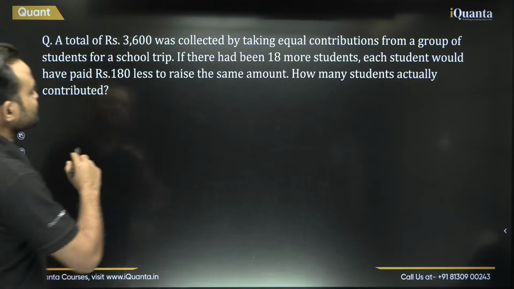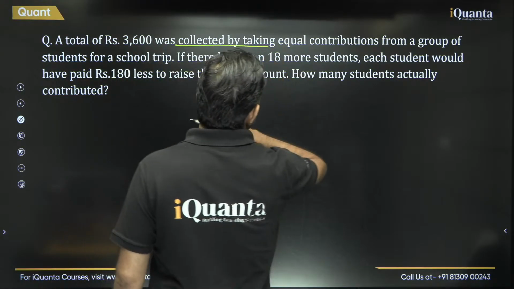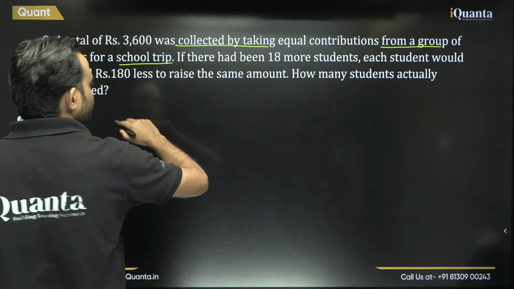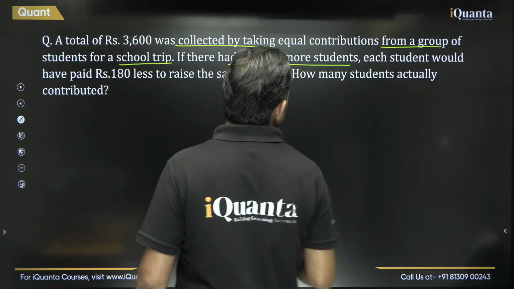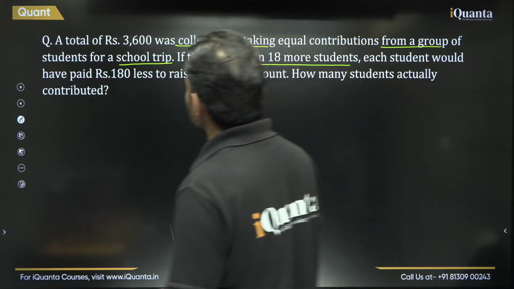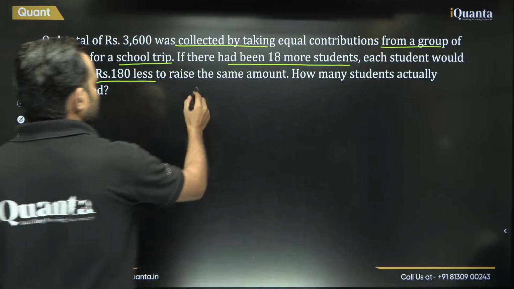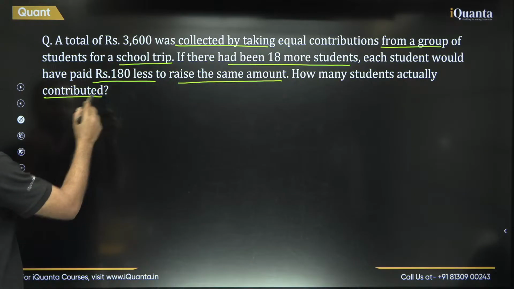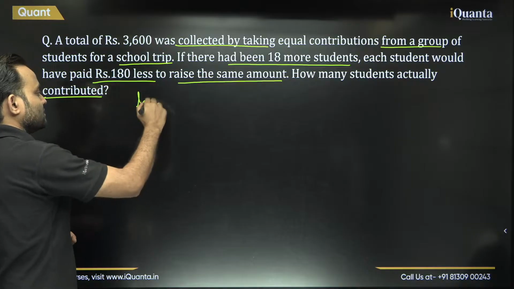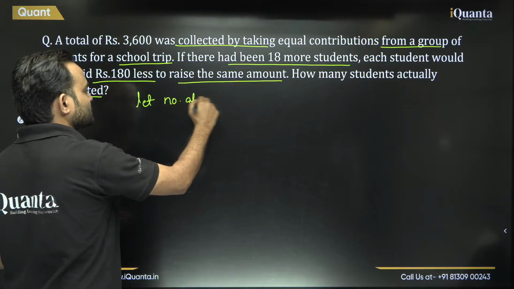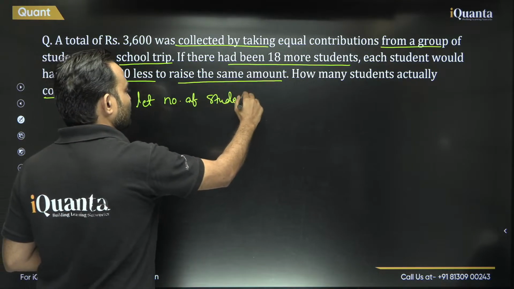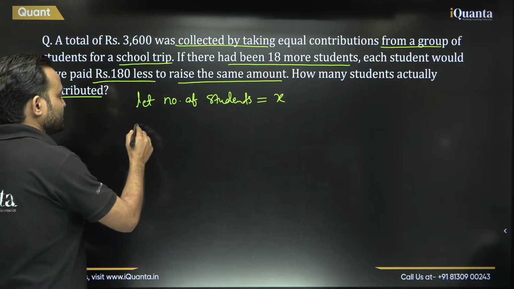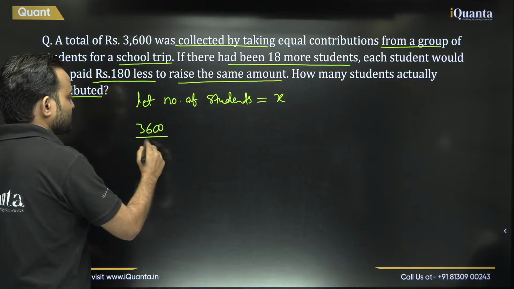A total of 3600 rupees was collected by taking equal contributions from a group of students for a school trip. If there had been 18 more students, each student would have paid 180 rupees less to raise the same amount. How many students actually contributed? So what we can say, let number of students is equal to x. Then what was the contribution initially? It was 3600 upon x.